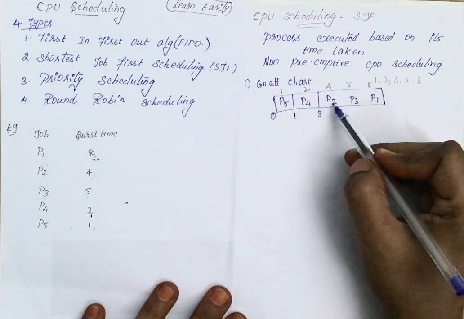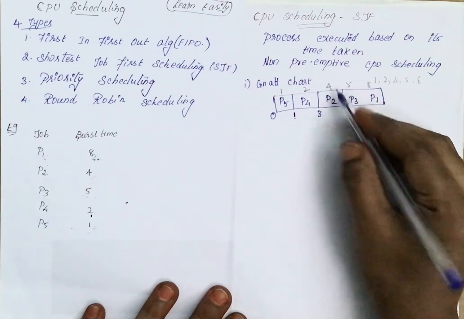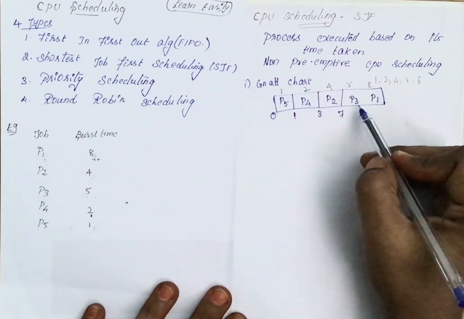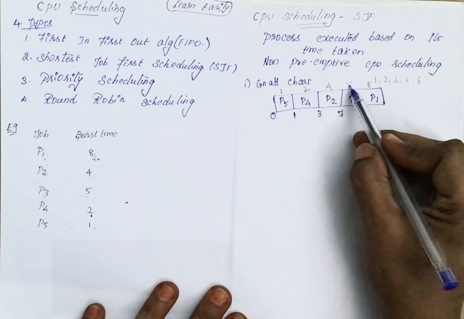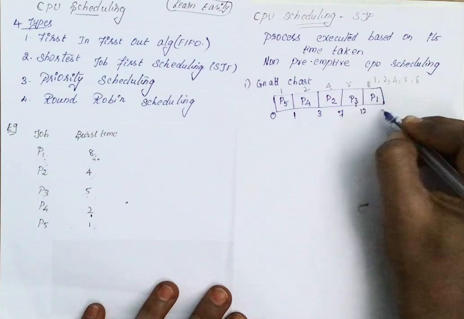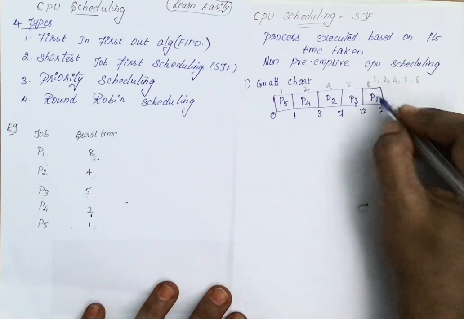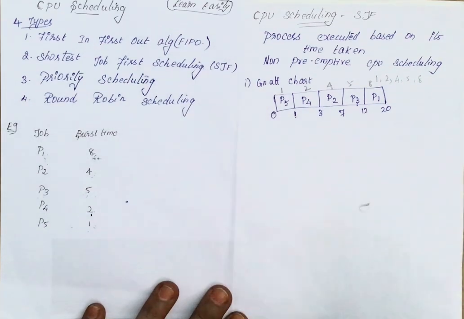Next, P2 has 4 seconds, so it is 3 plus 4, 7. Our next process after P2 will be P3 because it has 5. So 7 plus 5, 12. And then P1 finishes at 20. So this is our Gantt chart. This is the main thing.